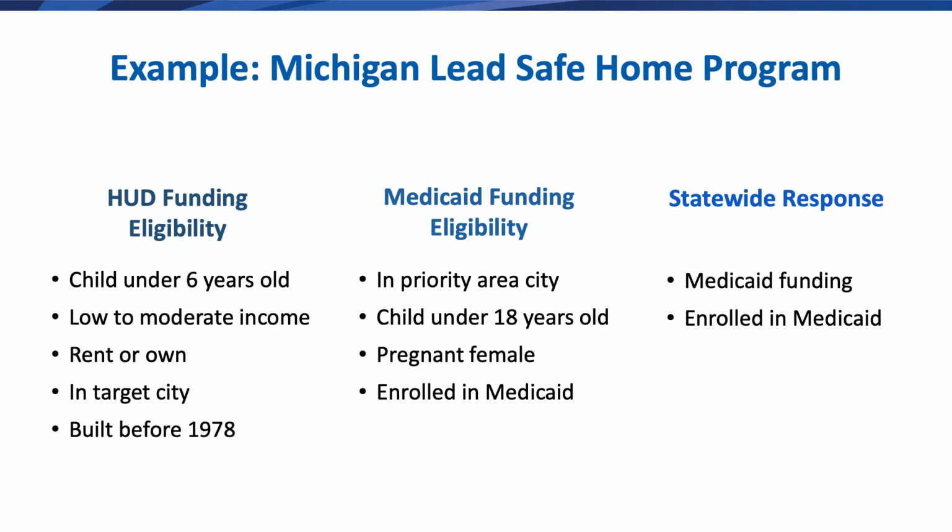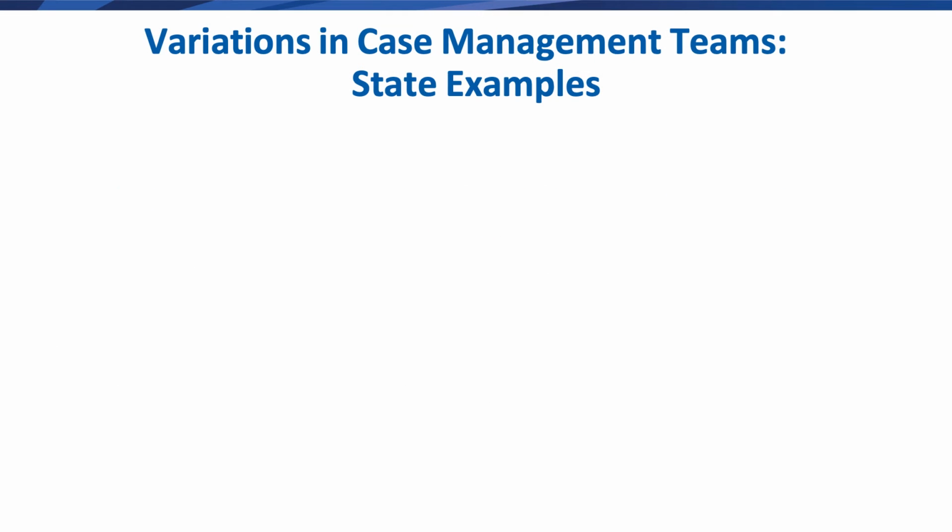This is an example of Michigan's Lead Safe Home program, which is funded through HUD. Their Lead Hazard Control Grant Program enables state or local agencies to provide grants or loans to property owners for conducting lead hazard control measures in low-income housing. These are different variations in case management teams.